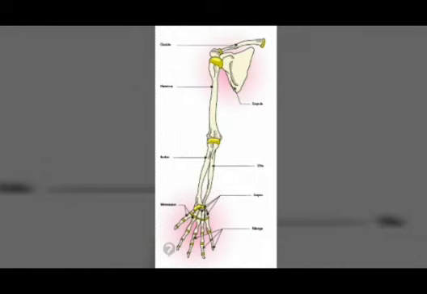Then you have a metacarpus. The phalanges are the topmost part. The down part we call the metacarpus. Near the wrist, all those small bones, we call it the carpus.